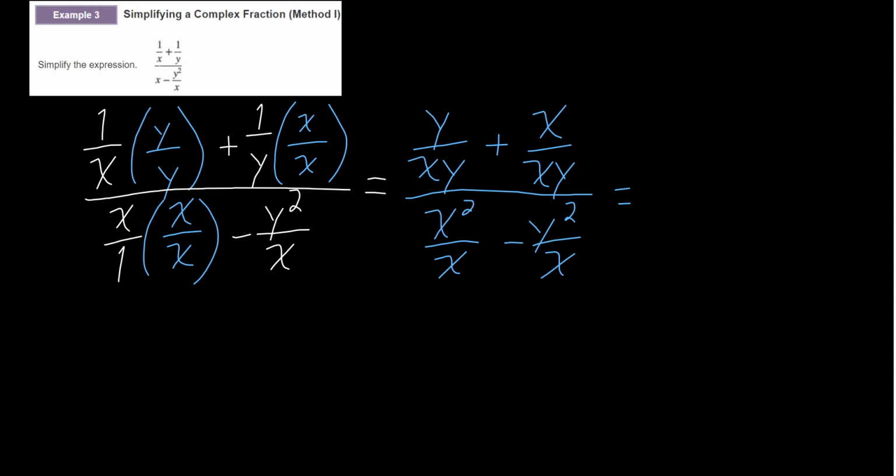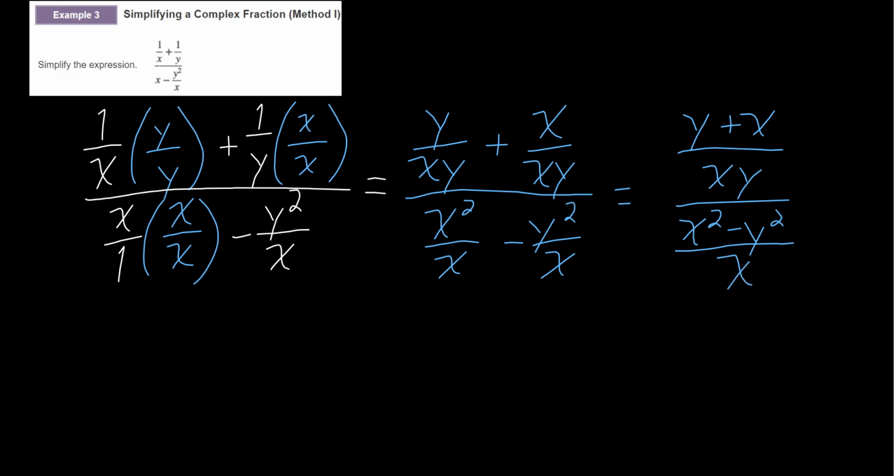Okay, so in my numerator, I've got that common denominator. That was why I multiplied by what I did, right? So this becomes y plus x over xy, sorry, I'm getting ahead of myself. And x squared minus y squared over x. Okay, so I said ooh because whenever you see a difference of squares, we're probably going to have to be factoring, right?